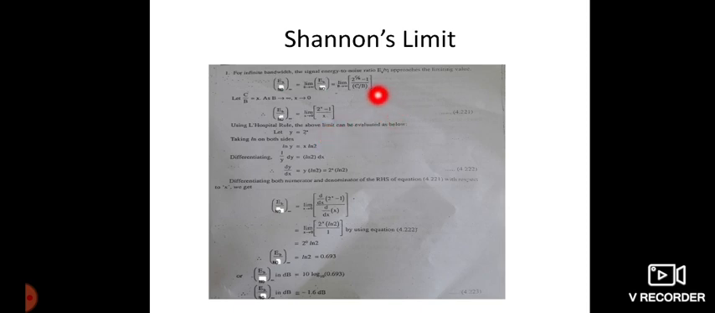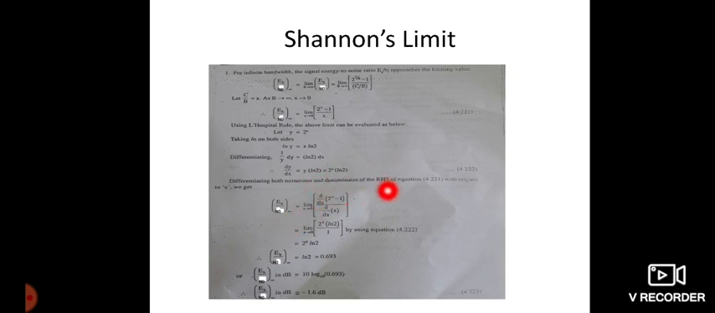While we are applying L'Hospital's rule, let y equal 2 raised to x, then ln y equals x ln 2. Differentiating, 1 by y dy equals ln 2 dx. So dy by dx equals y ln 2. Then it is equal to 2 raised to x ln 2.